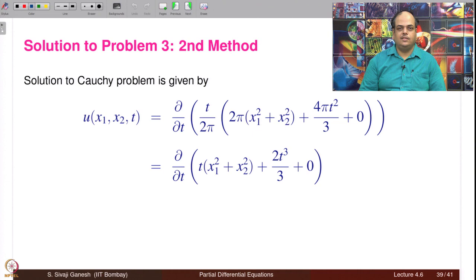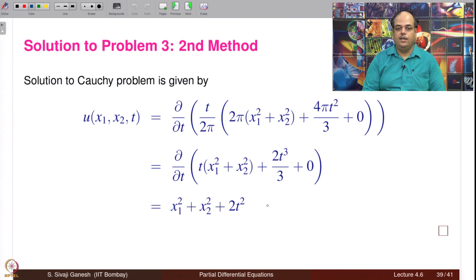So, we get, of course, the same solution, and it does not depend on x3. Because the problem is posed as a solution to the 3D wave equation, we have to write u of x1, x2, x3, comma t equal to x1 square plus x2 square plus 2t square.